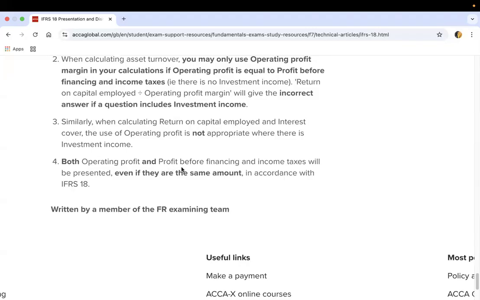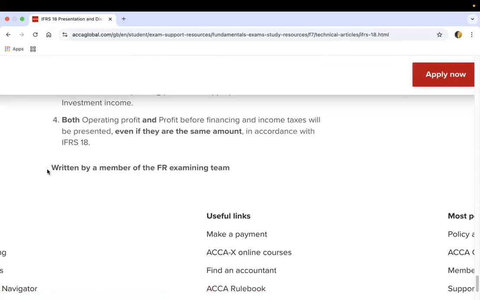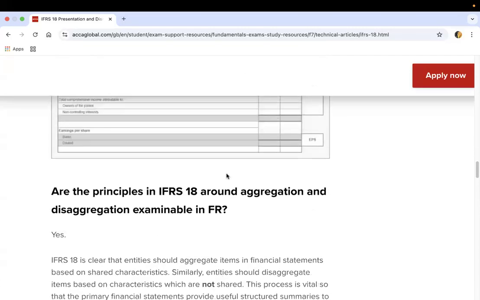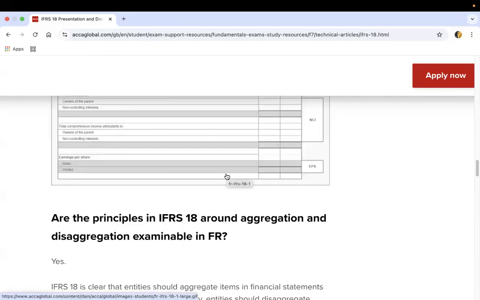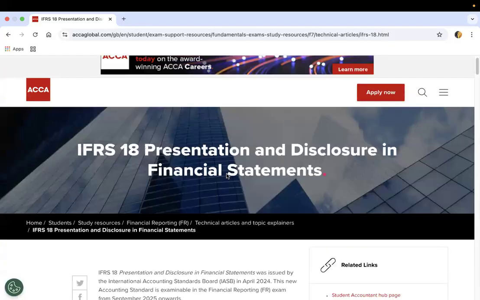Both operating profit and profit before financing and income taxes will be presented, even if they are the same amount, in accordance with IFRS 18. This is what they have told. So even if the other items are not there, you're going to put zero and you're going to put the same amount. Clear? This is being issued by the examining team itself. So the chances are most likely whatever they have told you, it is going to be there in your exam. Understood?